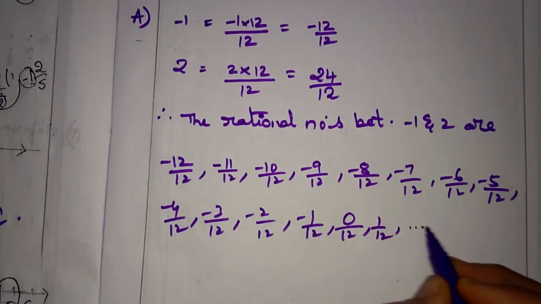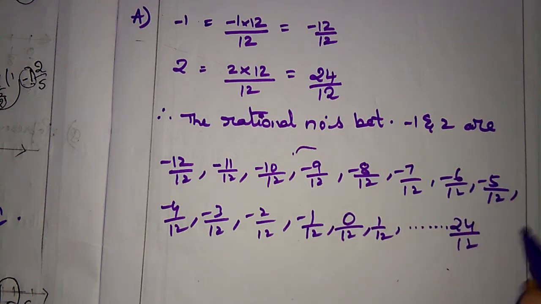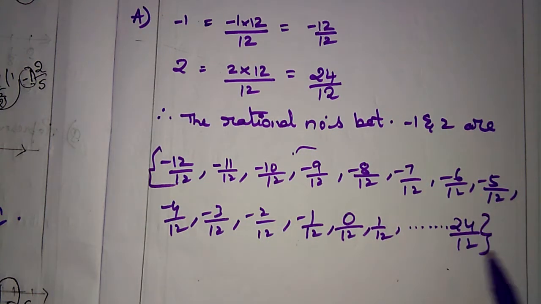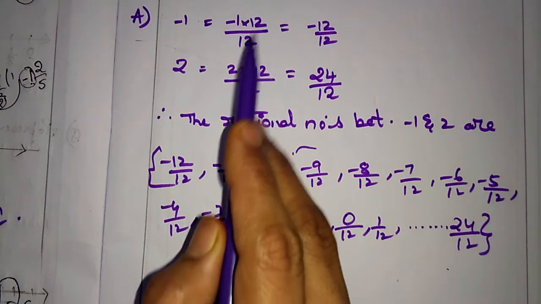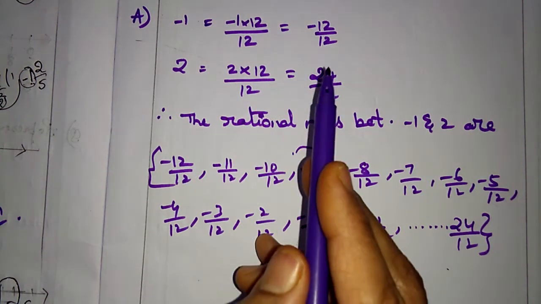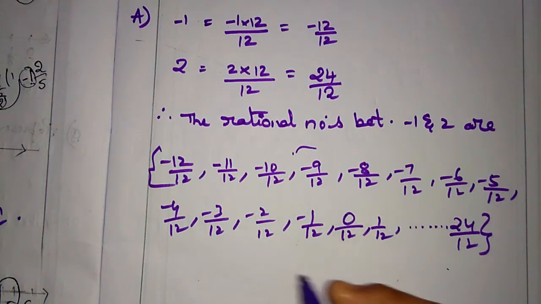So, like this, till where do you have to write? 24 by 12. See how many rational numbers you got, children. So, you can multiply with 10, here 10, here 10. Otherwise, 20. Otherwise, 100. Your wish. Okay, children? Such type of questions are very important and will be asked in your exams. Okay?